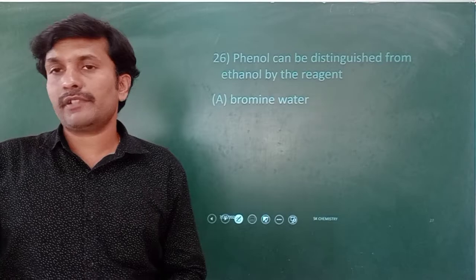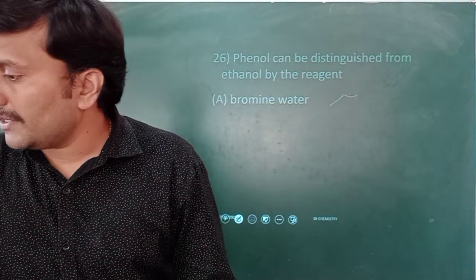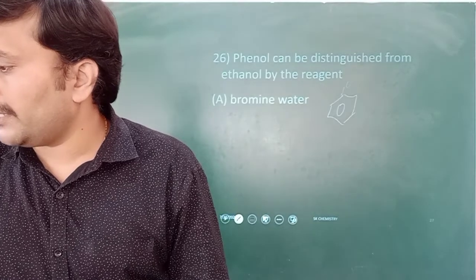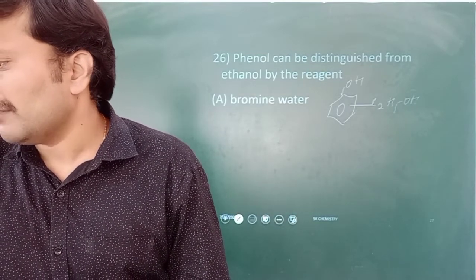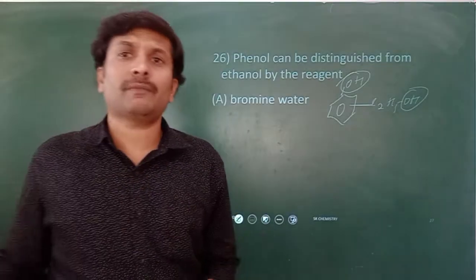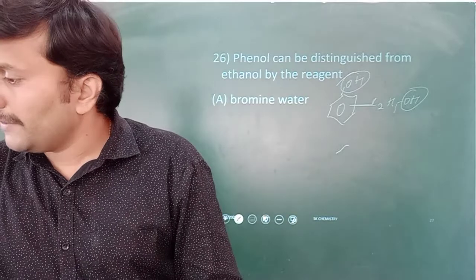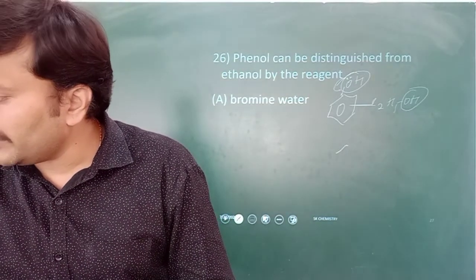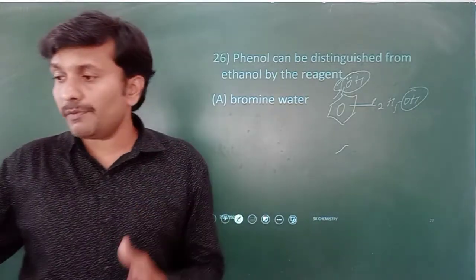Phenol can be distinguished from ethanol. If I just consider the phenol, it is OH and C2H5. Why did they frame the question? Because they are telling that both of them have an alcoholic group. But remember, children, the phenol's alcoholic group is going to be involved in partial double bond character, it is resonance. So in which way is it going to be different?